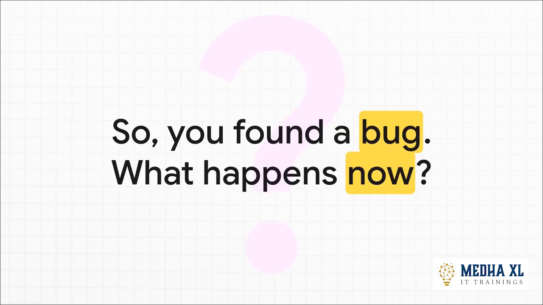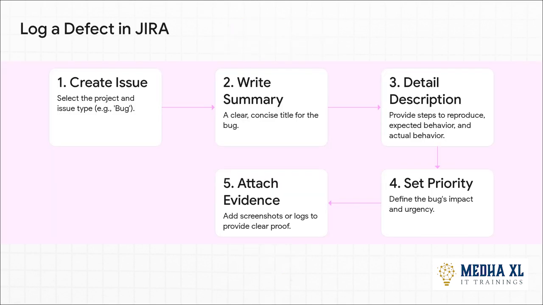Okay, you found one. A real, juicy bug. This is your moment. What you do in the next 5 minutes determines if this thing gets fixed quickly or gets lost forever in someone's inbox. So, what happens now? Let's walk through writing a perfect bug report in a tool like JIRA. It's 5 simple steps. 1, you create a new issue. You pick bug. Easy. 2, the summary. This is your headline. Make it clear and concise.